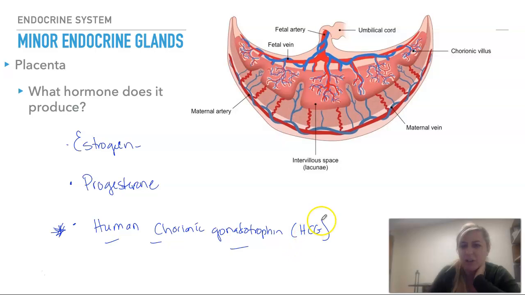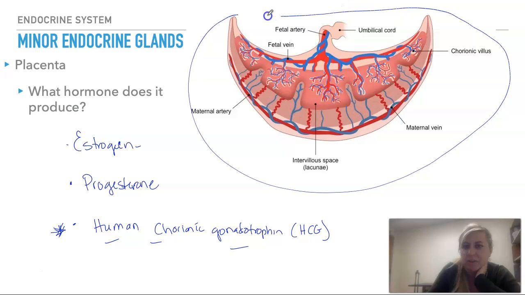So the placenta itself, when it is supporting a fetus, is also acting as an endocrine organ, but we call it a temporary endocrine organ because it's not with you for very long. So that's kind of it for the organs and the hormones of the endocrine system.